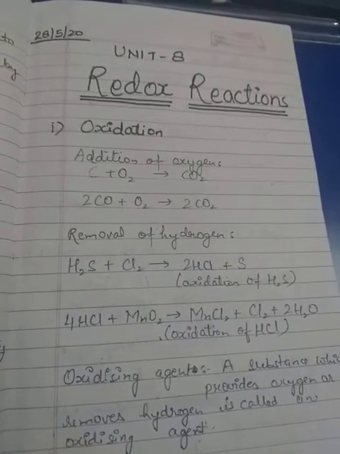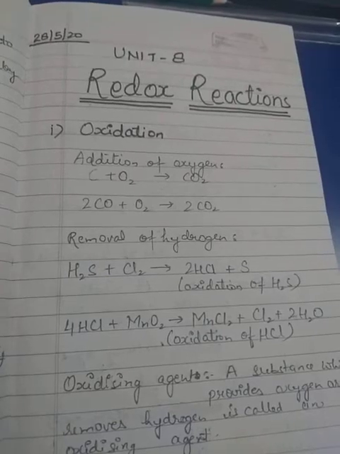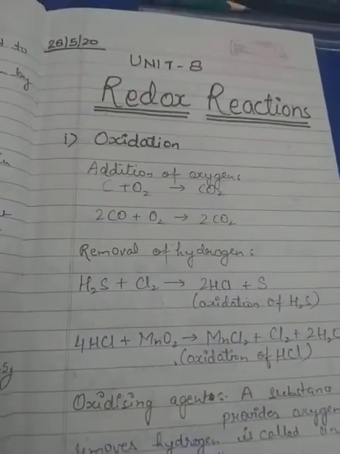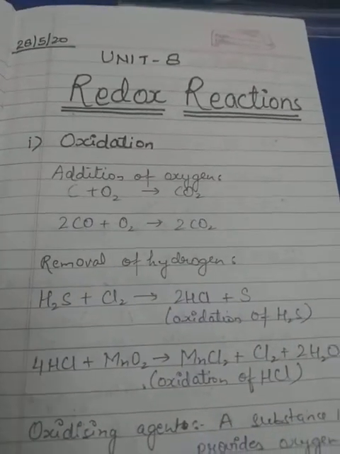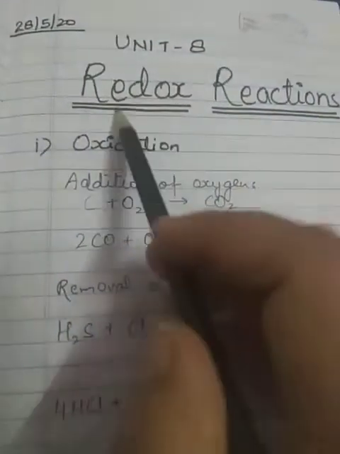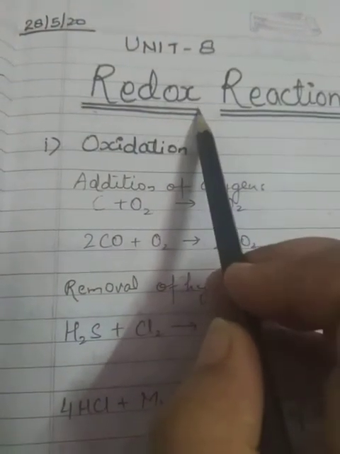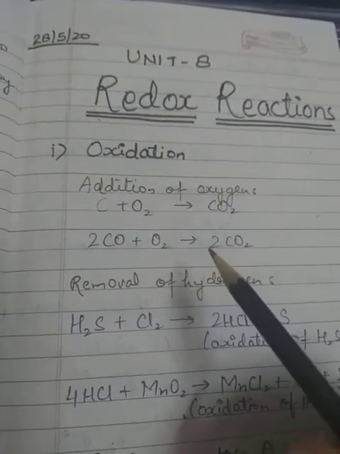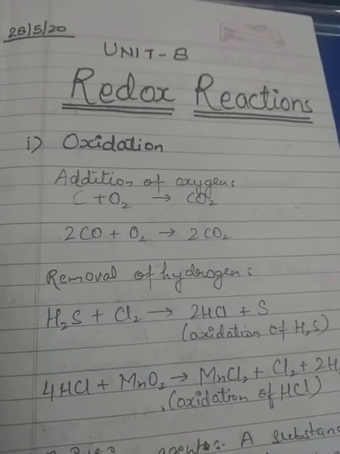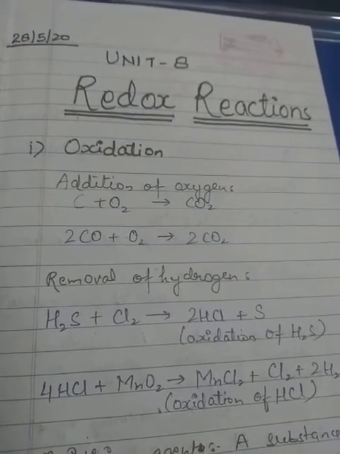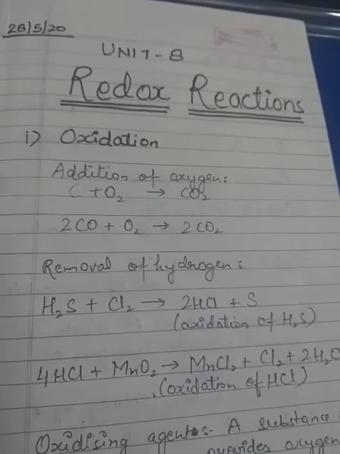Hello students, today we will start with the new chapter, that is unit 8, redox reactions. See, redox reaction, the name itself is telling that these are the reactions in which reduction and oxidation take place simultaneously. Okay, these reactions are called redox reactions. Now here we'll study about oxidation, reduction, oxidizing agents and reducing agents.